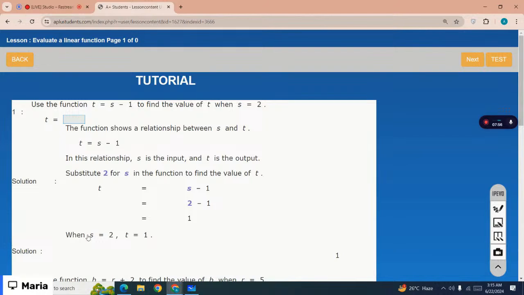Okay, use the function t equals s minus 1 to find the value of t when s equals 2. You have to calculate the value of t and you are given the value of s, right? So basically you have to substitute the value of s in the function. The function is s minus 1. So replace the s with the value. S is 2. So that will be 2 minus 1. So 2 minus 1 is 1. So that means when s is 2, t equals 1. Got it?